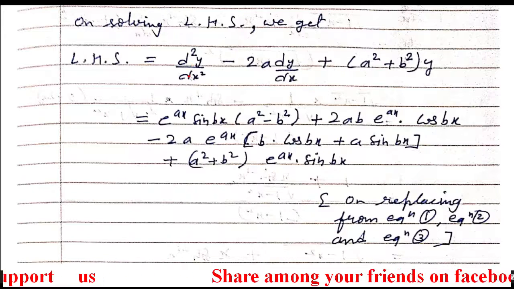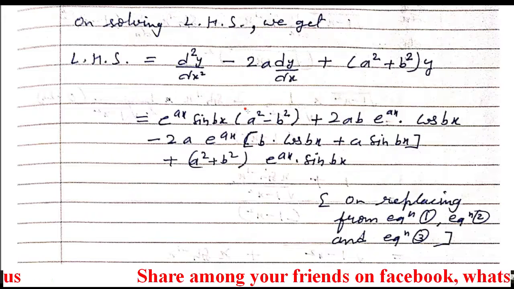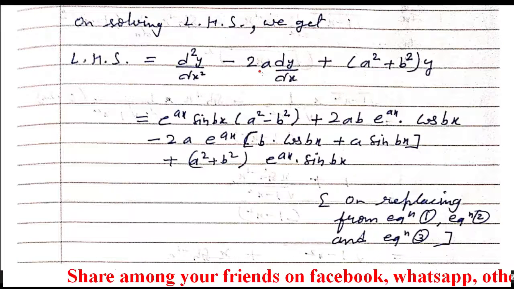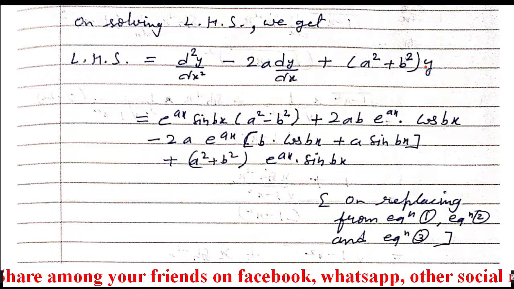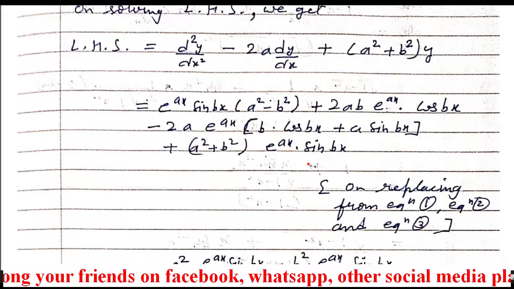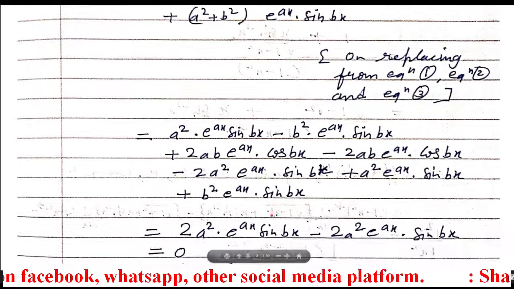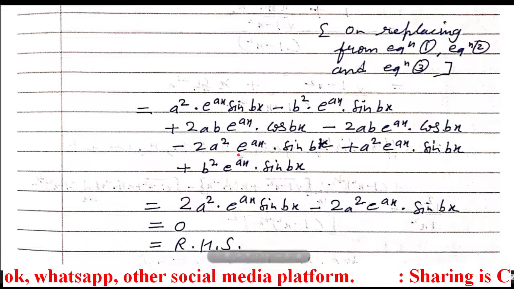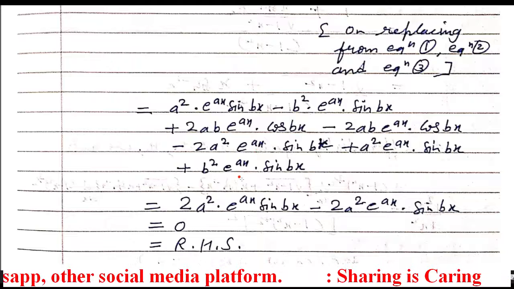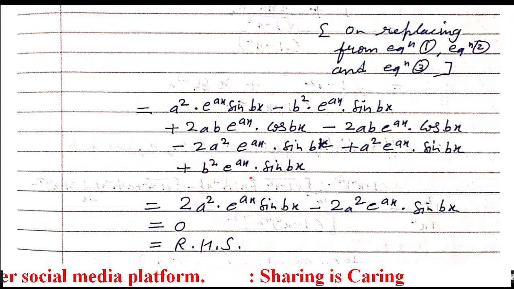The values which you are going to substitute are the second order derivative, then the first order derivative multiplied by minus 2a, and then the y value also. Now we'll open the brackets. When we open all the brackets, what we found is many terms are alike with opposite signs, so they will cancel each other.